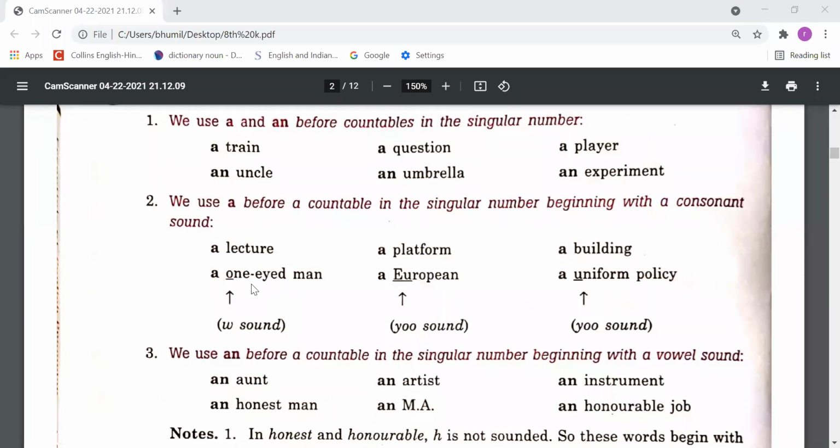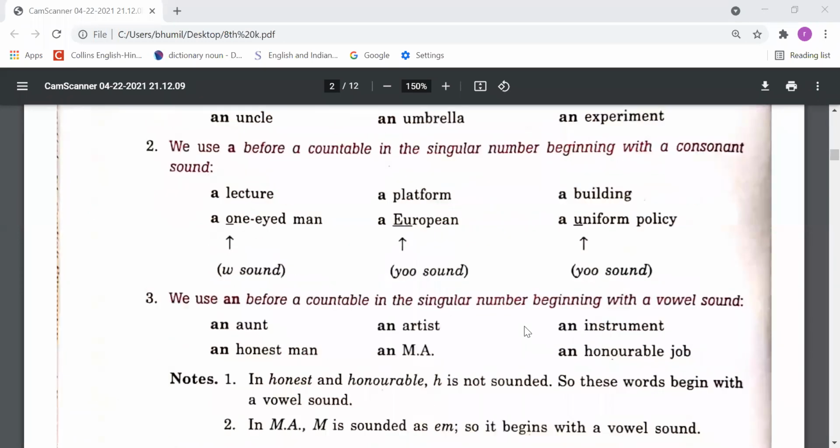Remember this: we should not look at the spelling, we should focus on the sound. In "one-eyed man", the W sound is the starting sound, so we should use "a". European, the "yu" sound is there, that's why we have used "a". Uniform, the "yu" sound is there, that's why we have used "a". So according to sound, we should use either "a" or "an".